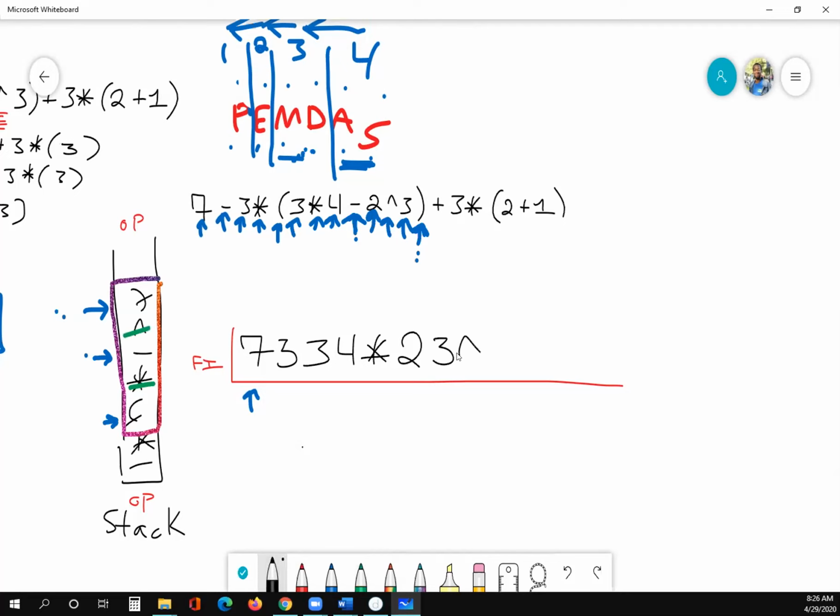Pop the caret. Now I'm going to pop the subtraction. Pop the subtraction. Everything is brainless at that point, because we did all the necessary work, as you guys saw. We exhausted it at that point, right?